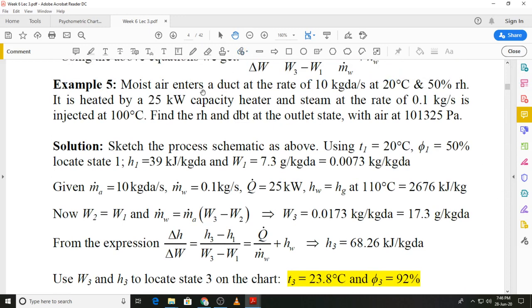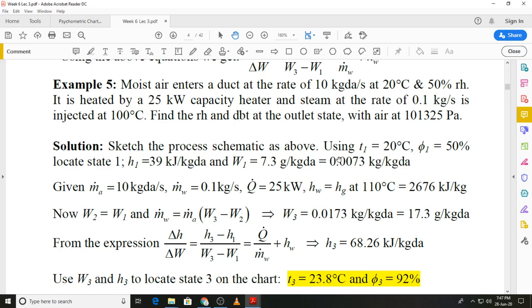In which we are given a certain state at the inlet to a duct of moist air at a certain mass flow rate, and it is first sensibly heated by a heater whose capacity is given, and then it is humidified by injecting steam at a certain temperature and at a certain rate which is given to us in the problem. We need to find out the relative humidity and dry bulb temperature at the end of the heating and humidification process.